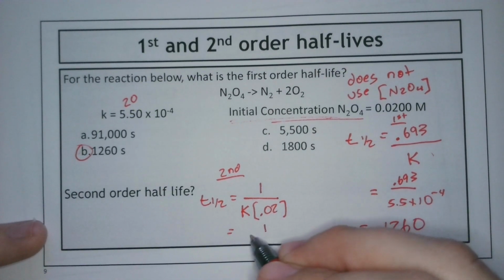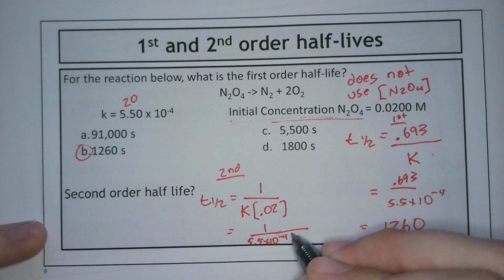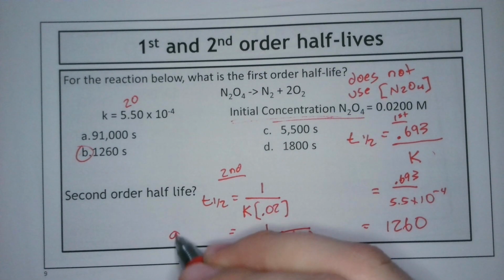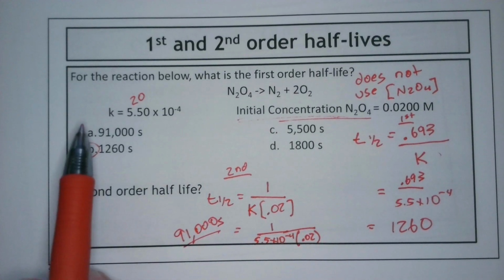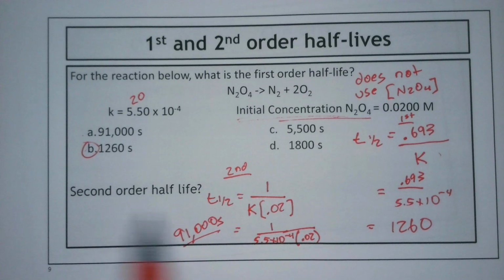So this is 1 over 5.5 times 10 to the minus 4th times 0.02. Let's see what we get. 1 divided by 0.00055 divided by 0.02. I get like 91,000 seconds. Which, if you look, was one of the answer choices. So I was trying to trick you with this question. A is a very commonly answered incorrect choice, because if you did the first order half-life instead, you would have chosen A.